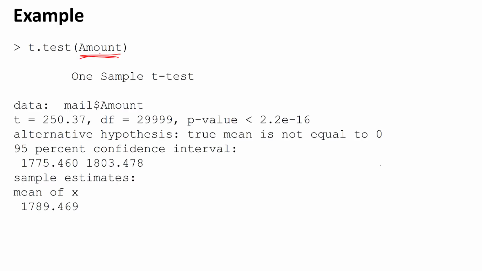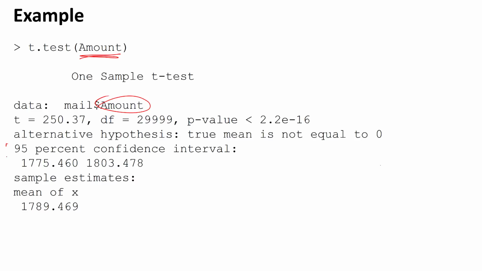And it does a one sample t-test for us. It tells us what our data was, that it was done on the amount column. It gives us a t-statistic, degrees of freedom, which is n-1, 30,000 minus 1 is 29,999, and a teeny tiny p-value. We'll talk about that later, our alternative hypothesis.